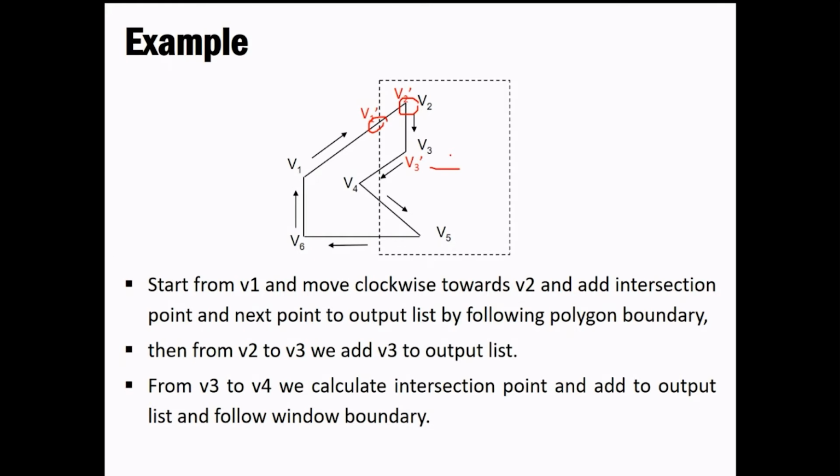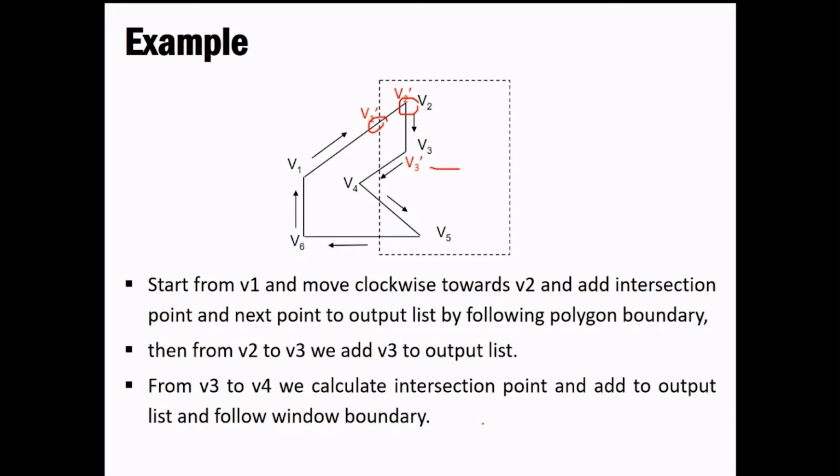Now we are getting one new thing over here, that it is going from inside to outside. What if we get this kind of situation? From V3 to V4, we calculate the intersection point, add it to the output list, and follow the window boundary. Obviously, now we are going from inside to outside, and in this case you just have to add the intersection point only.